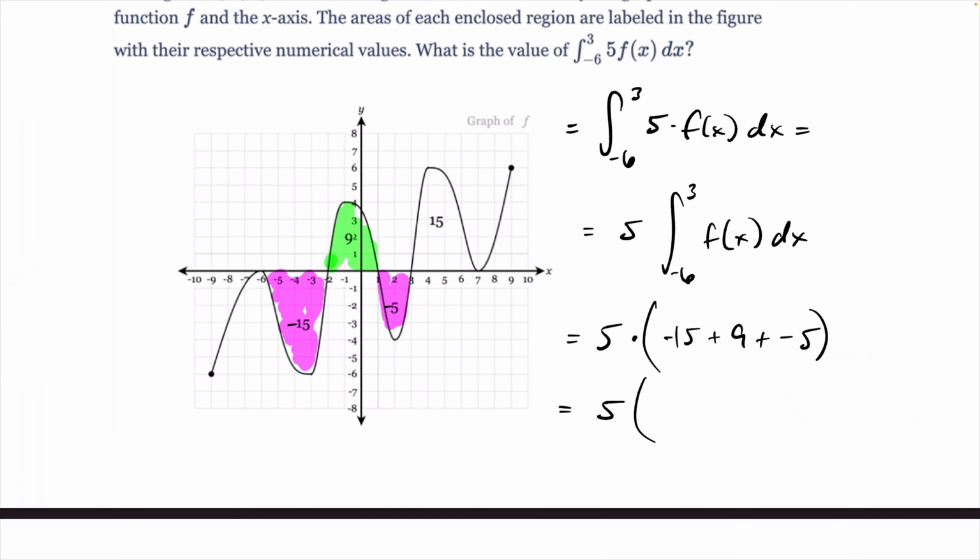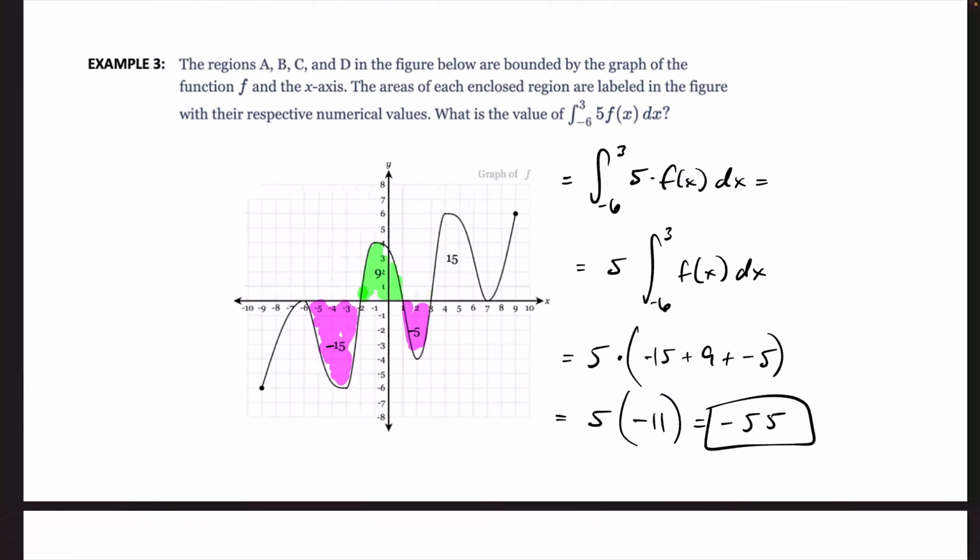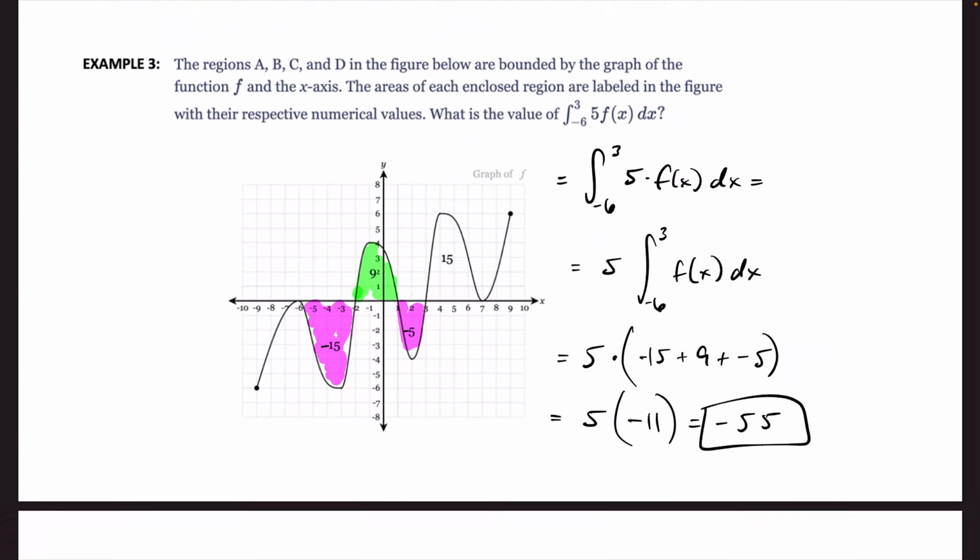So what do we get? Negative, is that negative 1? No. Negative 6, negative 11. So negative 55 total. So the area is going to be negative 55 total. Yay. It's 5 times whatever the regular area would be. Okay.